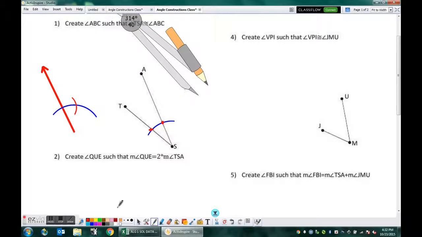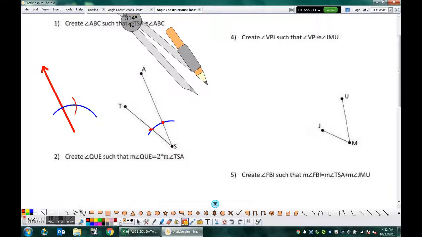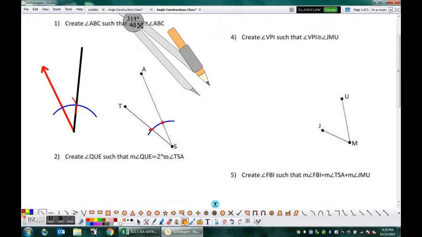Okay. The last step, I'm going to take my straight edge. In this case, I don't have a straight edge, so I'm going to use my line tool. And I'm going to go through the endpoint of the ray and also through the X. So right there I've copied that angle TSA.